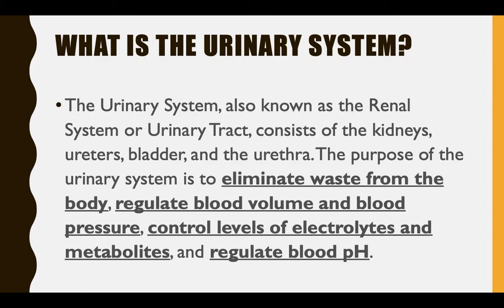So first off, what is the urinary system? The urinary system, also known as the renal system or the urinary tract, consists of the kidneys, ureters, bladder, and the urethra. Its purpose is to eliminate waste from the body, regulate blood volume and blood pressure, control levels of electrolytes and metabolites, and also to regulate blood pH.